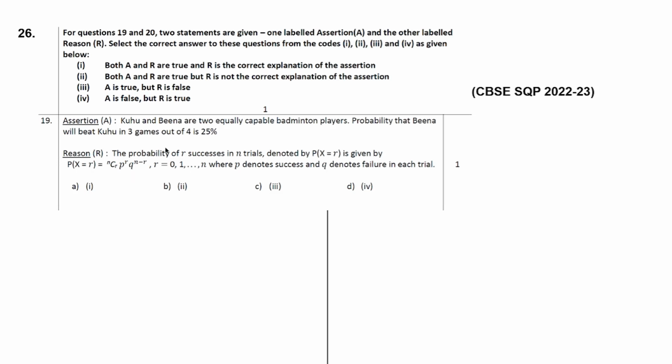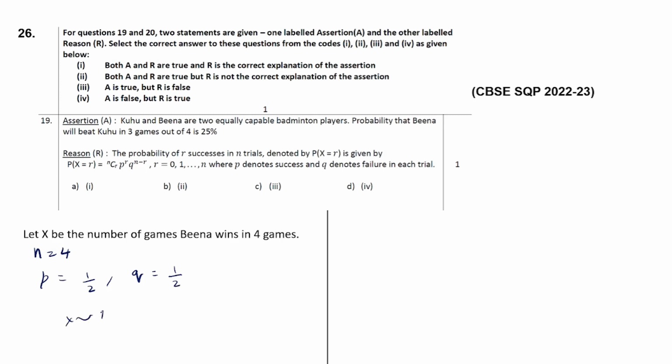Now let us check whether the assertion is true or not. Let X be the number of games Beena wins in 4 games. So here n is equal to 4. And it is given Kuhu and Beena are 2 equally capable badminton players. So here we have the probability of success p as half, since they are equally capable, the probability of Beena winning is half, and the probability of Beena losing is also half. q is equal to 1 minus p, it is half. So X follows a binomial distribution with parameters 4 and half. Now we have to find the probability of X equal to 3, that is, the probability that Beena will beat Kuhu in 3 games out of 4.